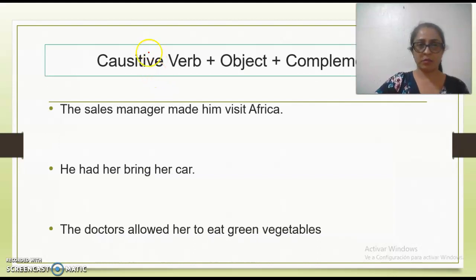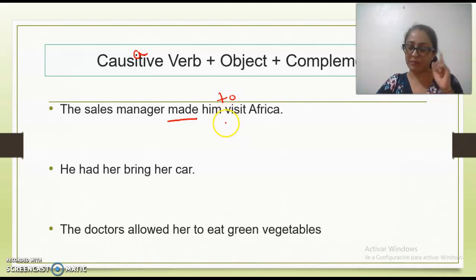Some examples, this is A, okay? We have to start by identifying the verb. She made him visit Africa. You would expect to see "to" here. Some causative verbs hide the particle "to". Keep that in mind. You won't see it, and that will make it complicated for your eye to see it, and that will really trick you. But when you see this type of construction, causative verbs, some of them hide the particle "to" when they use an infinitive.